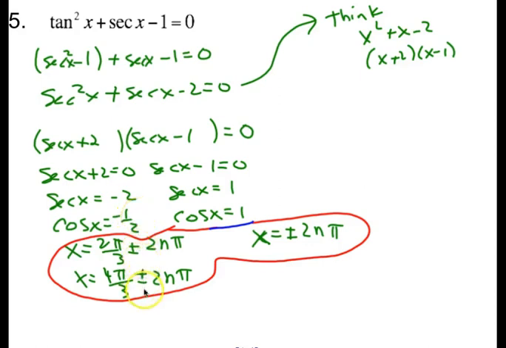And then I will say plus or minus 2n pi or 2 pi n, any way you want to do that. And then with cosine of x is equal to 1, that's just at 0. So it's 0 plus or minus 2n pi or 2 pi n, and I don't need to write the 0.